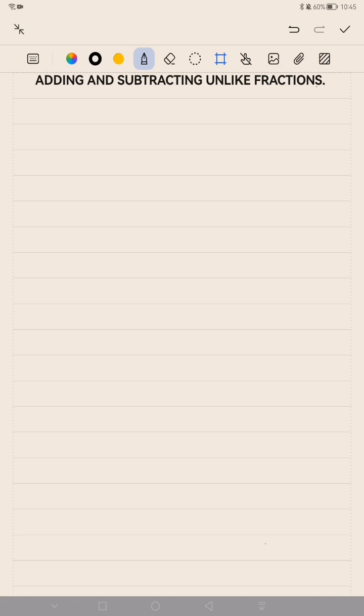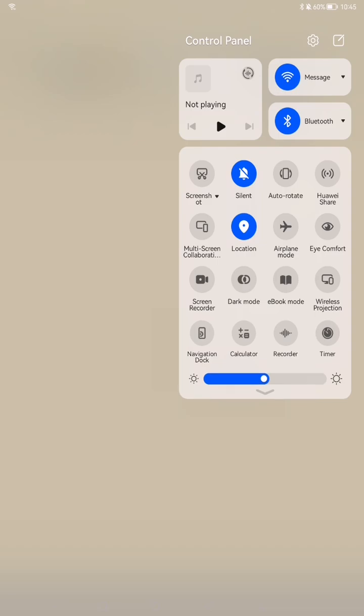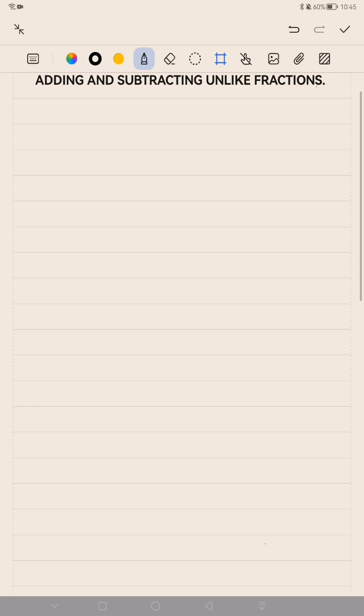Today we are going to study how to add and subtract unlike fractions. Before starting our actual topic, first we should revise what unlike fractions are. Unlike fractions are fractions which do not have the same denominator.